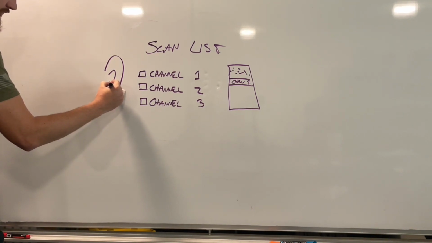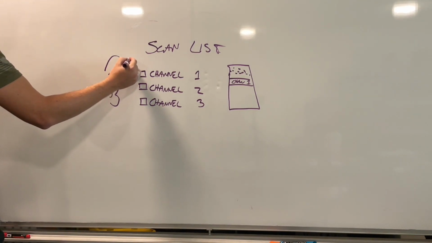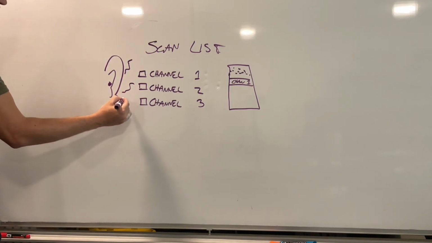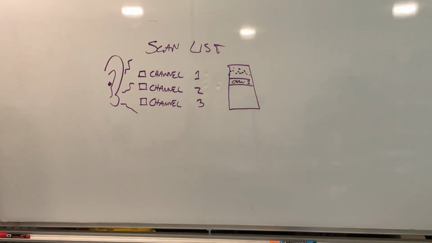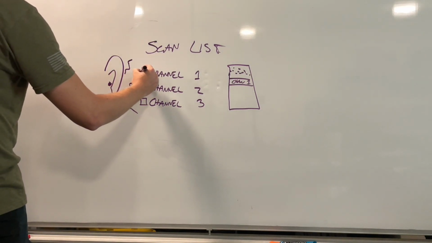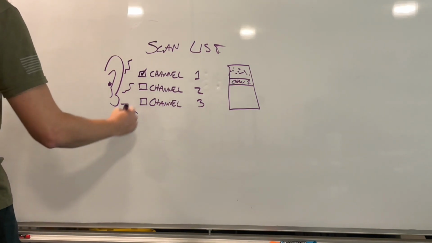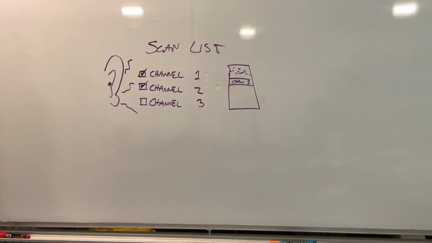So I'm listening to channel 1 and I'm listening to channel 2. Now, if channel 2 starts talking, my radio will automatically switch over, if scan is on, to listen to channel 2. Once channel 1 starts talking, even if it's in the middle of channel 2's traffic, it will automatically switch to channel 1 because it's the most recent traffic.